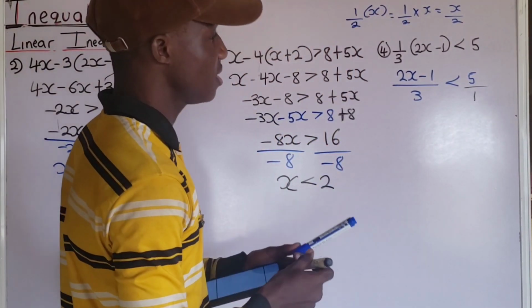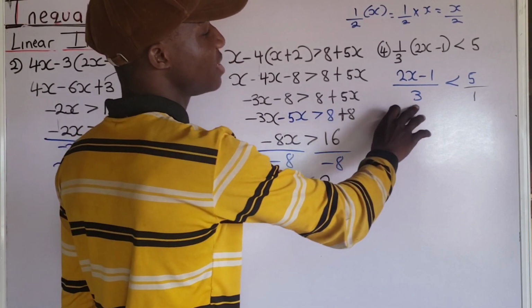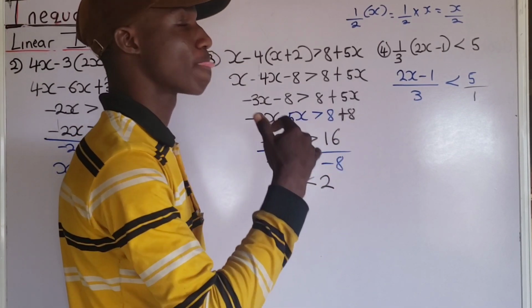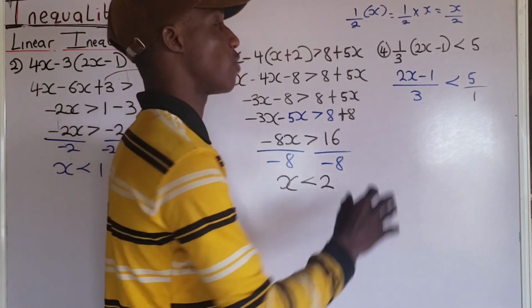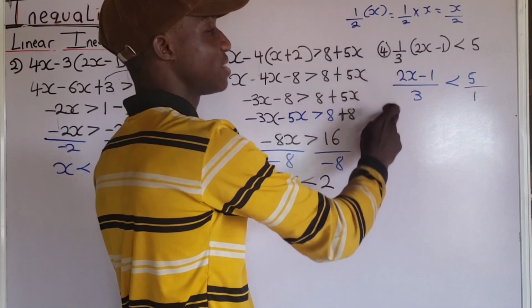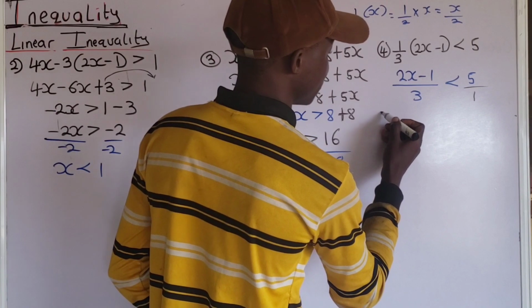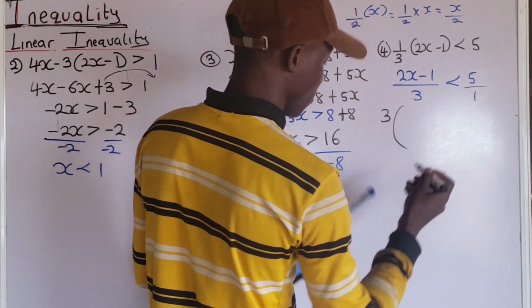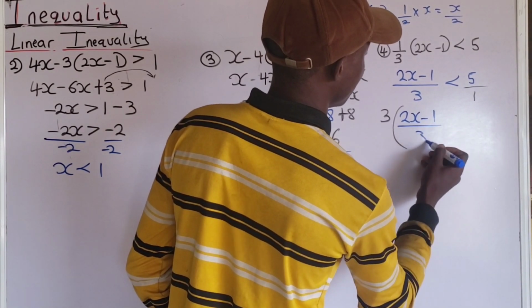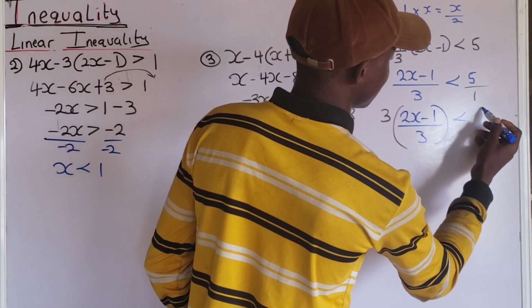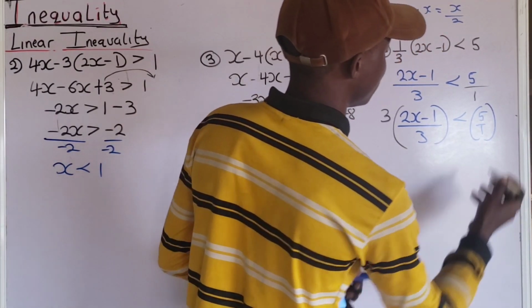Here we can multiply both sides by 3. Okay, you see, my goal is to eliminate the 3 that is at the denominator of 2x minus 1. You understand? So if I'm to eliminate this 3, I'm going to multiply both sides by 3. So I'm going to have, please pay attention, 3 multiplied by 2x minus 1 all over 3 less than 5 all over 1 multiplied by 3 as well. So multiply this by 3.